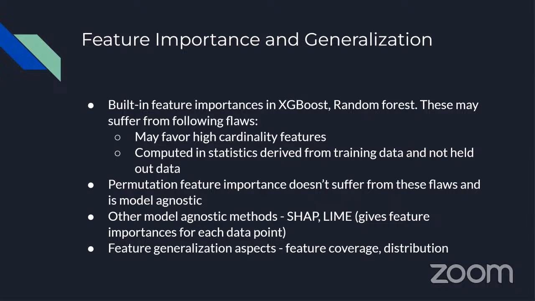Finally, when we talk about feature generalization, you would want to look at feature coverage and distribution. By coverage, we mean the percentage of missing values in your feature. You don't want a lot of missing values in your feature. The second is the distribution. The feature distribution has to be the same in your training data and your testing data. You don't want the distribution to change. And that is somewhat related to the coming chapters where we talk about data shift, etc.